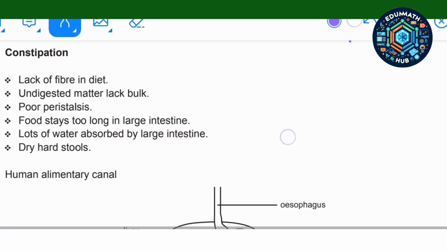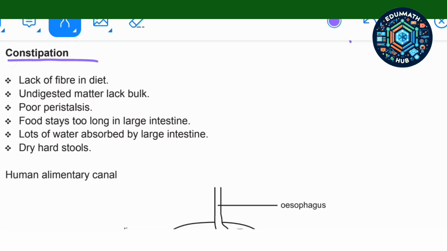The next one is constipation. Constipation is the lack of fiber in diets. When you don't have enough fiber in the diet, you're not eating a lot of fruits, you can have constipation. Food matter lacks bulk, so there is poor peristalsis. Instead of the food moving down your esophagus and alimentary canal easily, the food will be hanging. It does not move very fast because you don't have fiber in your diet.